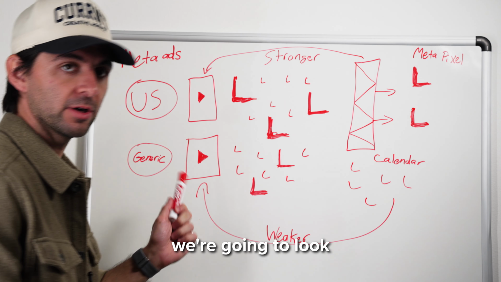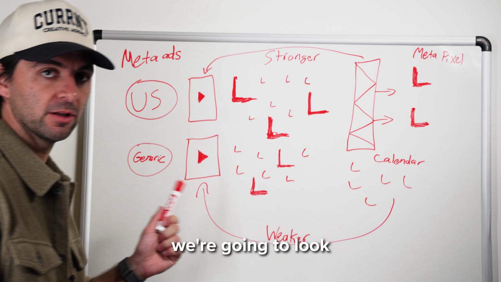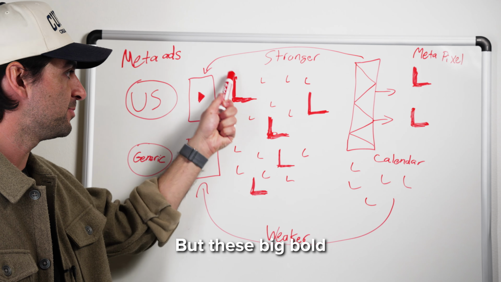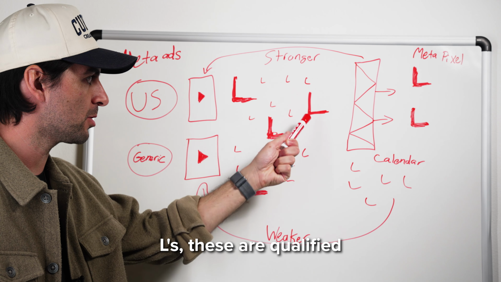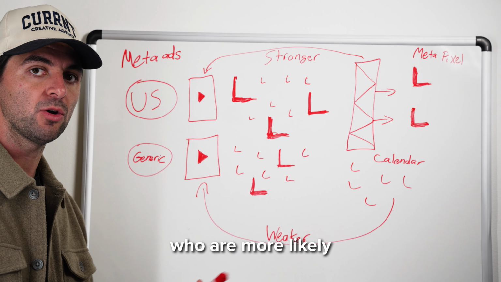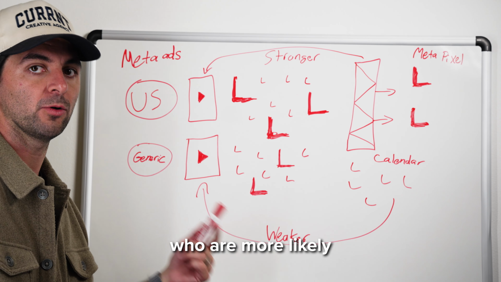So first, we're going to look at this whiteboard here. These are two different strategies that I have outlined. In the Meta Ads library, we have us and what we do, and we have generic agencies, or what a lot of people get wrong. These right here represent the ad creatives, and all these L's are leads. But these big bold L's are qualified high intent buyers who are more likely and more willing to buy from you. And these small L's are tire kickers. These are low intent, unqualified leads.